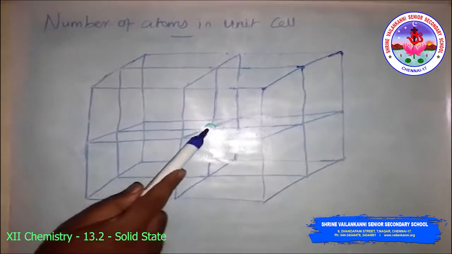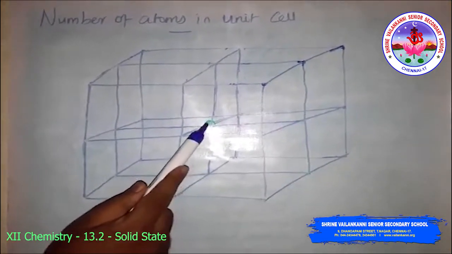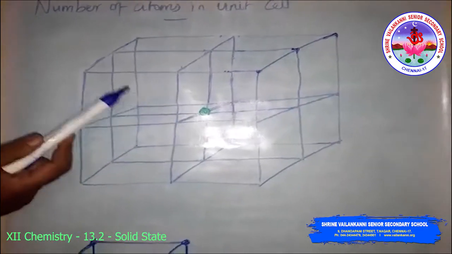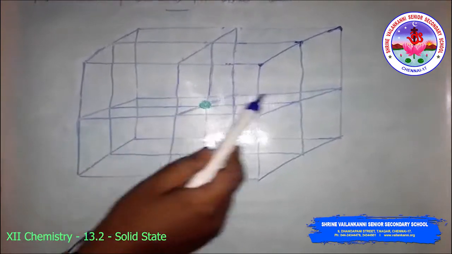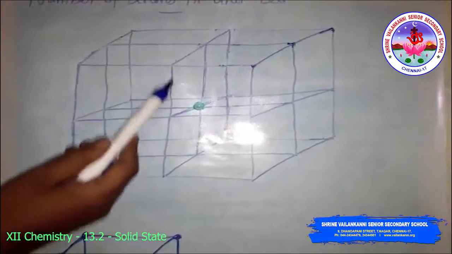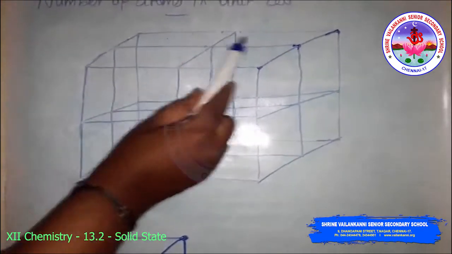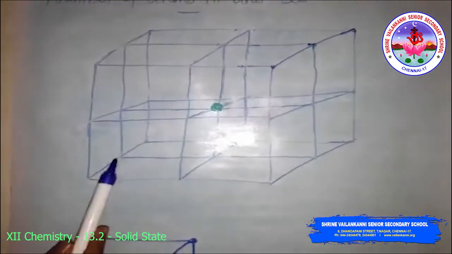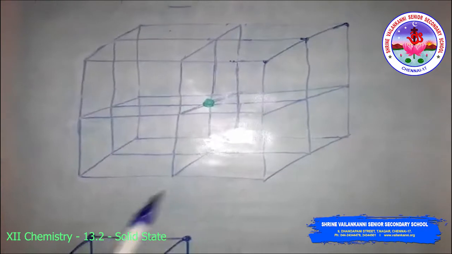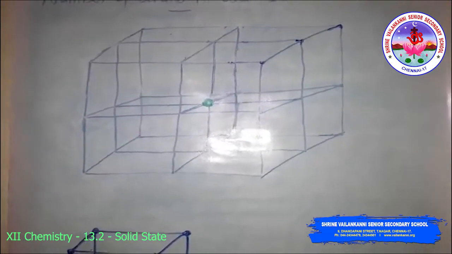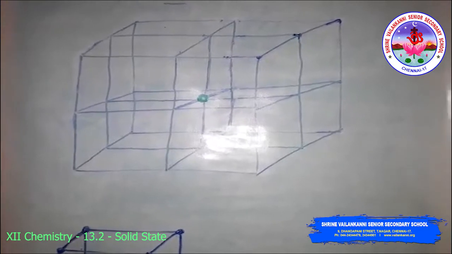Look at this. This is the center, and this atom is shared. That means first this is the middle one. The upper layer has 4 cubes, 1, 2, 3, 4. Similarly, in the lower layer 1, 2, 3, 4. Totally 8. So this means each atom is shared.